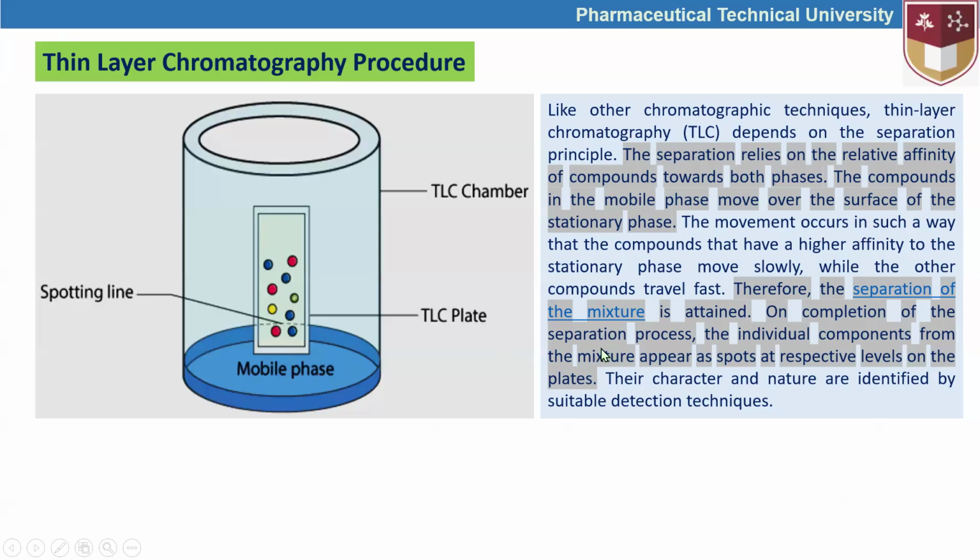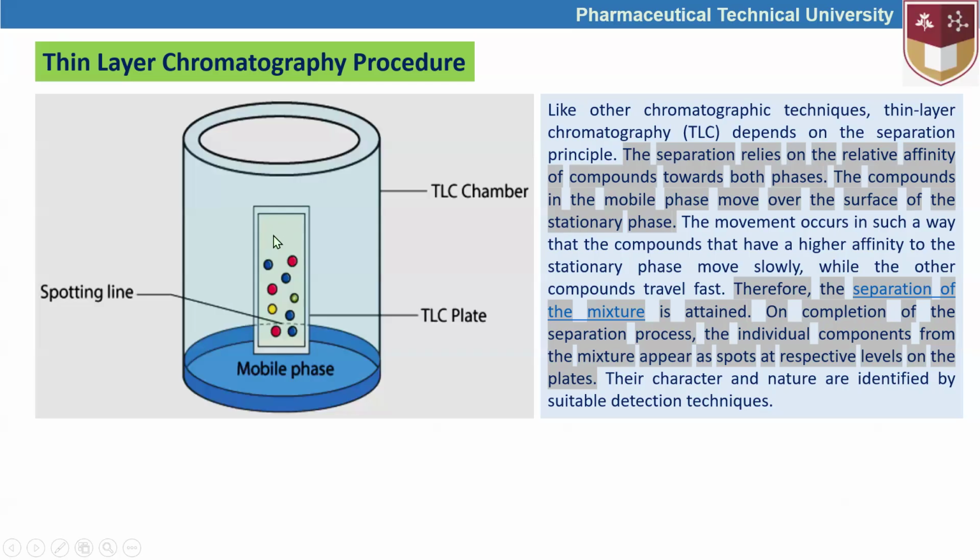On completion of the separation process, the individual components from the mixture appear as spots at respective levels of the plates. The characters and nature are identified by suitable detection techniques. So by using thin layer chromatography, it will be possible to separate the compounds based on the comparison with some standard compounds.